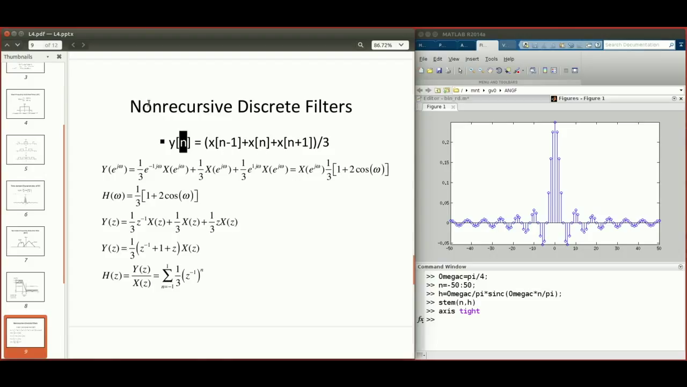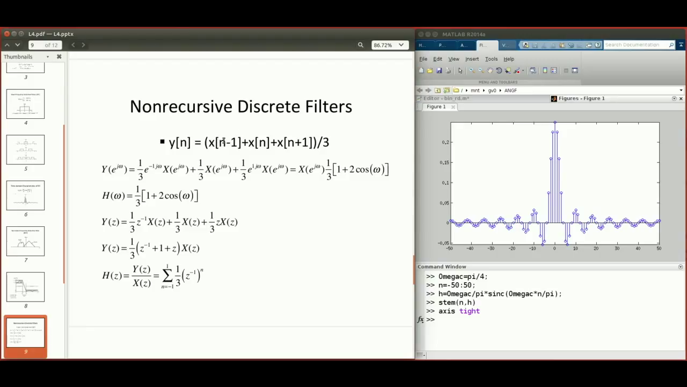The reason it's called non-recursive is because y[n] does not depend upon previous y values. It does not depend upon y[n-1], it does not depend upon y[n-2]. You see no y on the right-hand side of this equation. You only see x. If you see y, then it's recursive. But if you don't see y on the right-hand side, then it's a non-recursive filter.